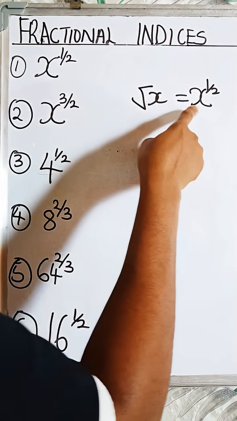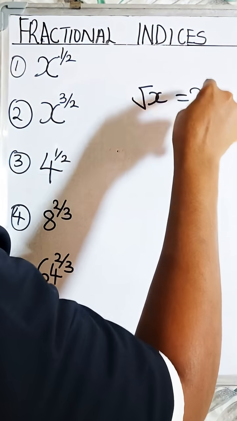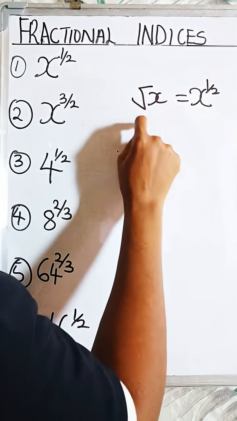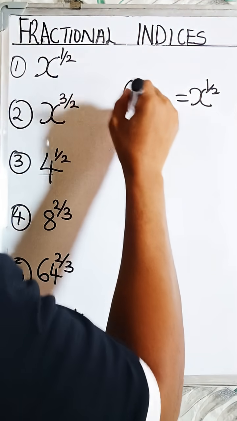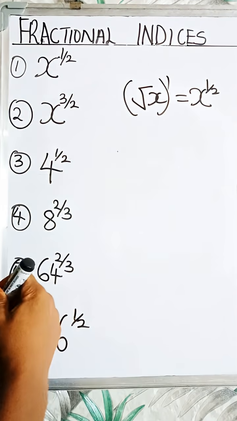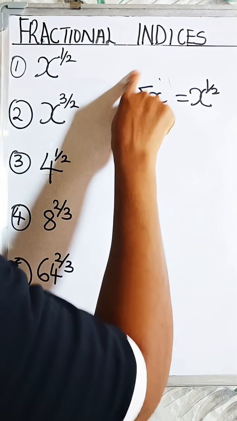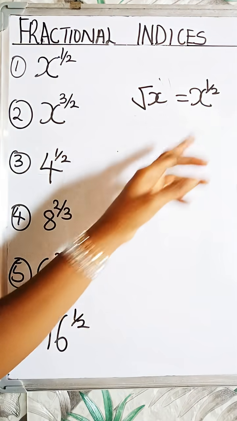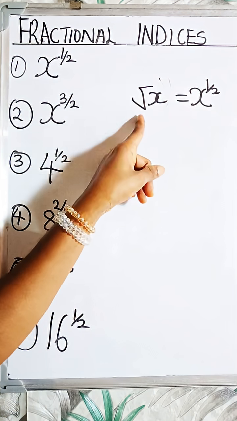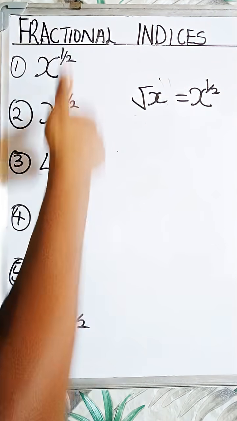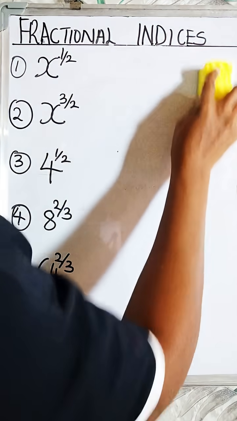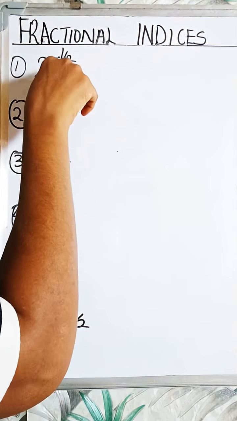So when you have x raised to power 1 over 2, the denominator takes the root while the numerator takes the power. There is an invisible power here, but we don't need to write it because it's just power 1. The denominator takes the root while the numerator takes the power. So we are going to use that to answer this question. Don't forget, the denominator takes the root.